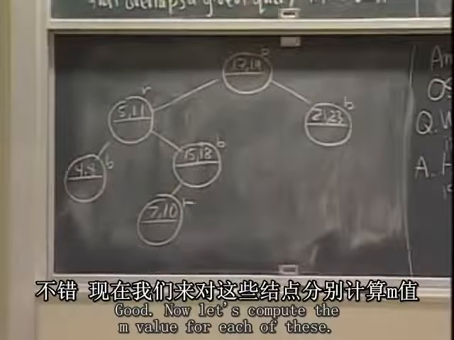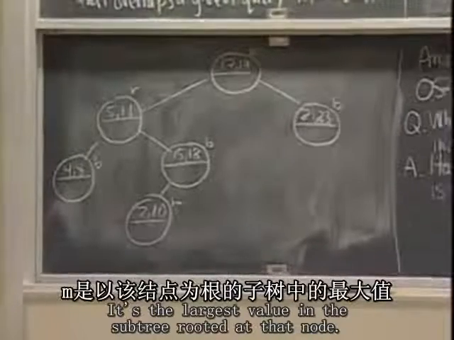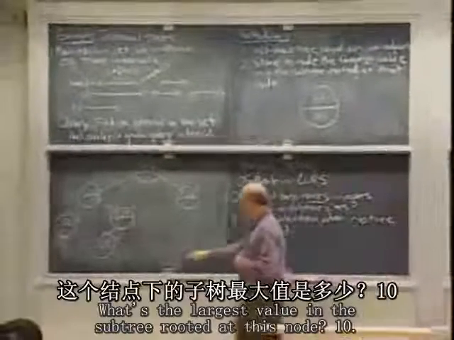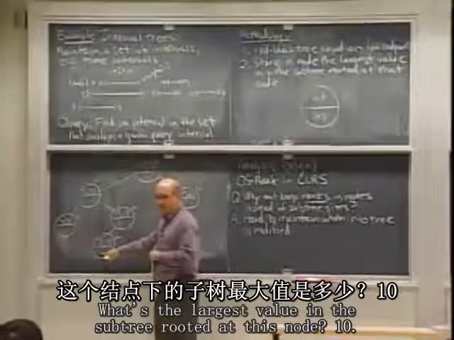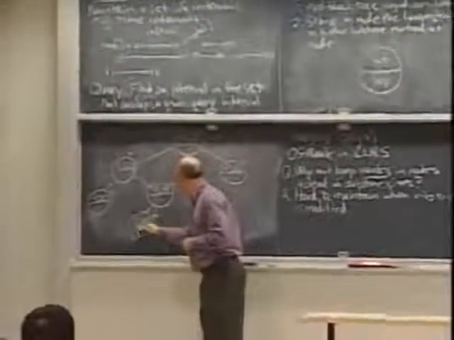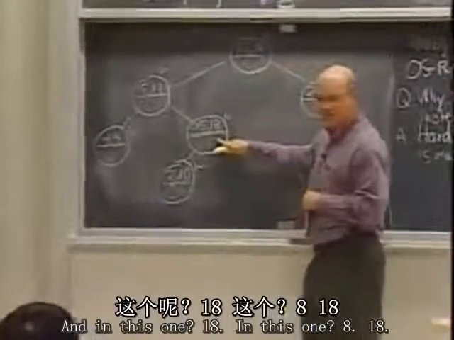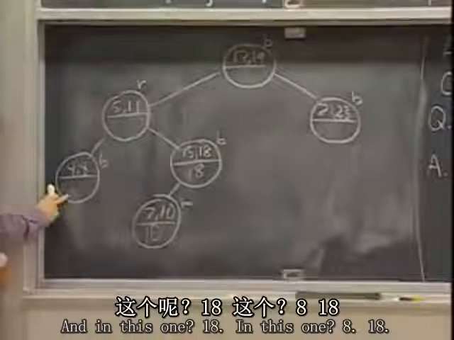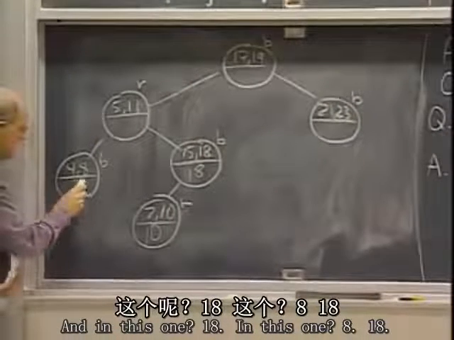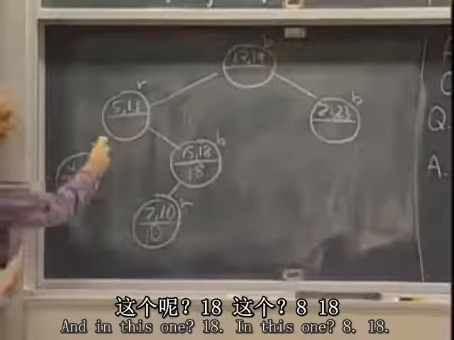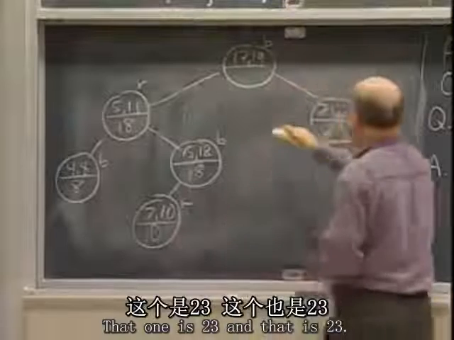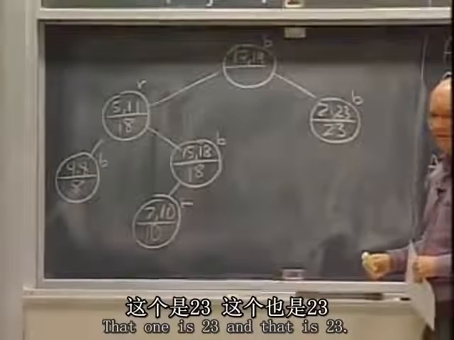Good. Now let's compute the M value for each of these. It's the largest value in the subtree rooted at that node. So what's the largest value in the subtree rooted at this node? 10. And in this one? 18. And in this one? 8. 18. That one's 23. 23.